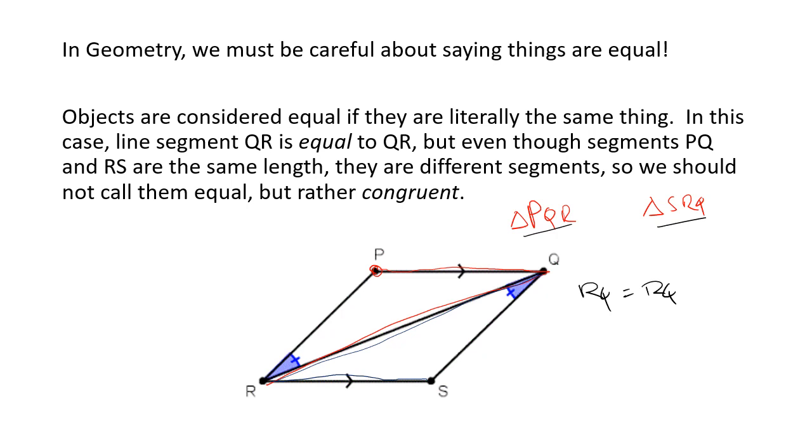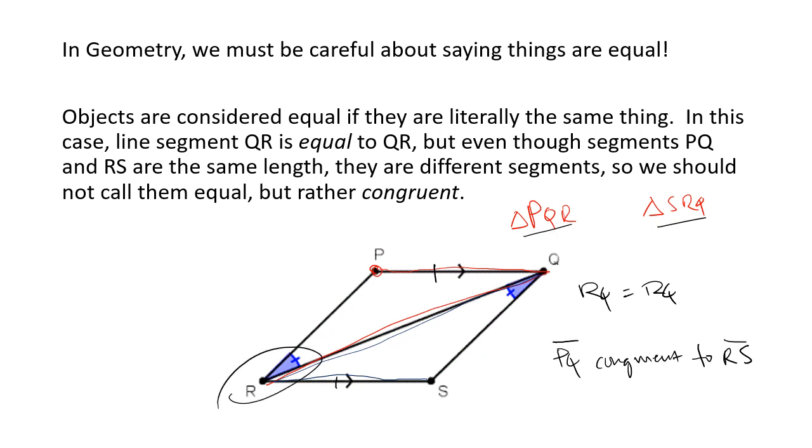I could also say that PQ is congruent to RS. Now, PQ and RS are congruent because of this object, so they're the same length. I can say PQ is congruent to RS, but I can't say that PQ is equal to RS because they're literally different objects. I should put a little bar over these because they are line segments.